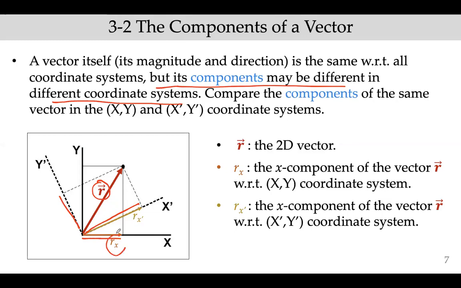So our x here is the x component of the vector r with respect to the xy coordinate system. And this one, our x prime, is again the x component of the vector, but this time it's with respect to the x prime, y prime coordinate system. So the components are different in different coordinate systems, but the vector itself is the same.